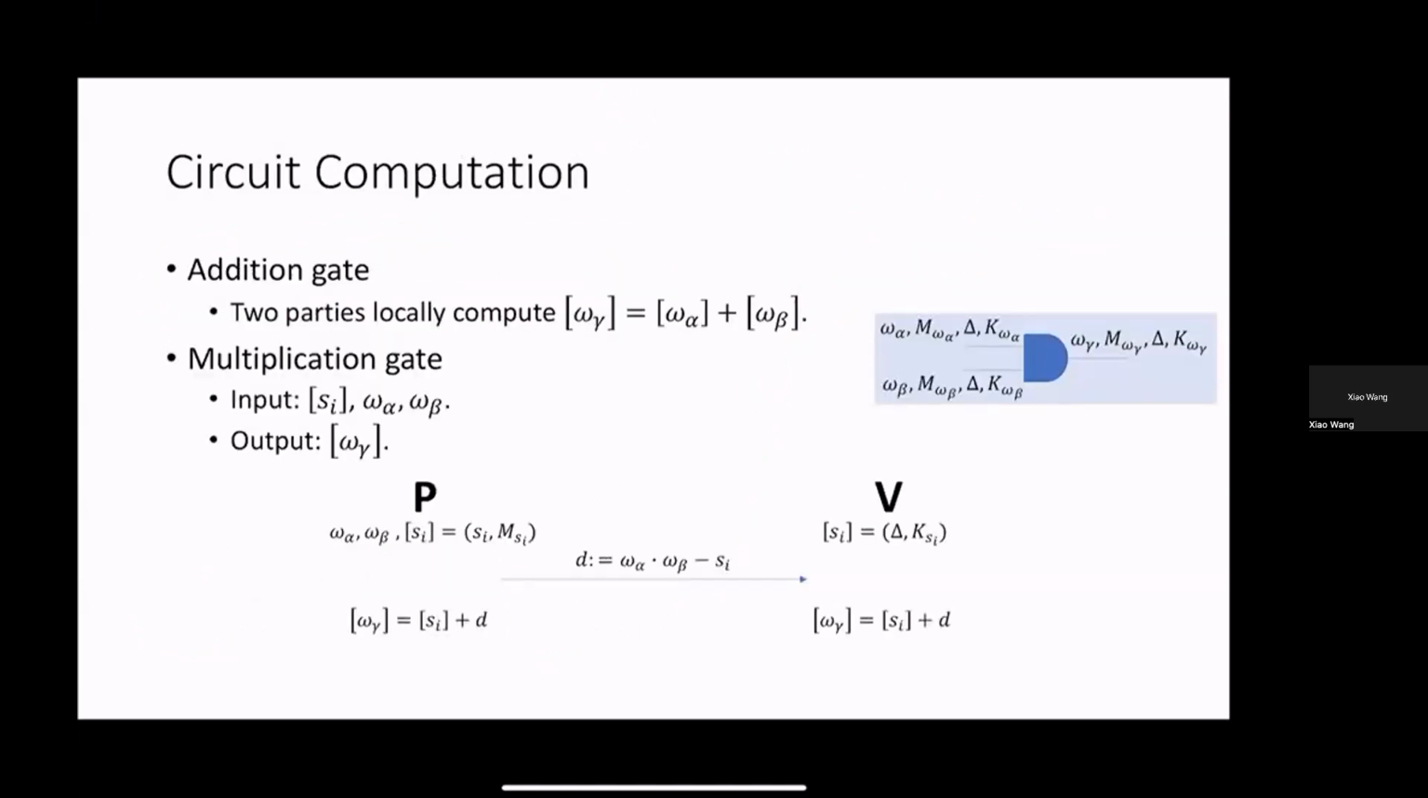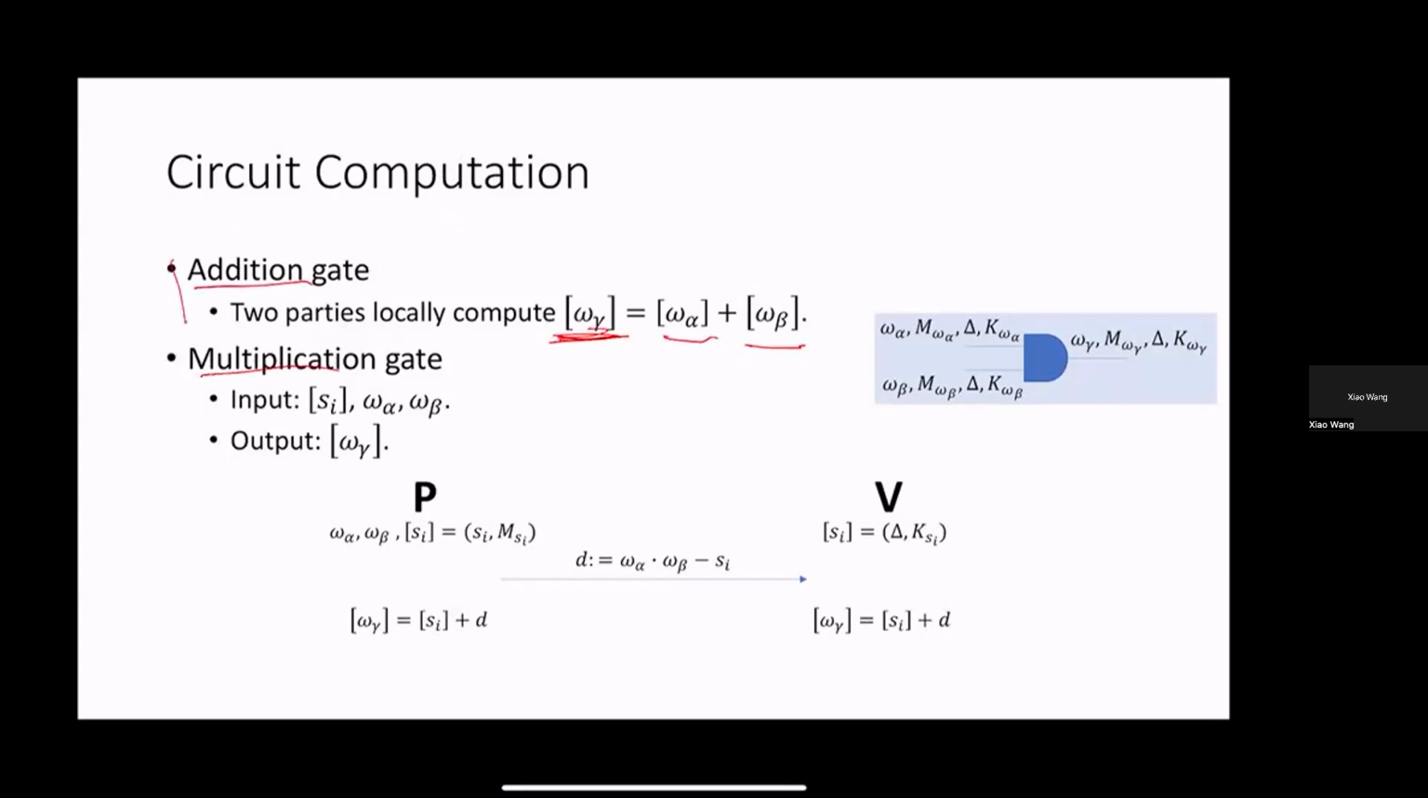Also, there are two types of gate that we usually need to concern. One is the addition gate and one is the multiplication gate. Okay, because this type of authentication is additive, if we have the authentication of the input wires, then the authentication of the output wires can be obtained directly by just locally summing them up using the homomorphism property. Okay, so this one is easy.